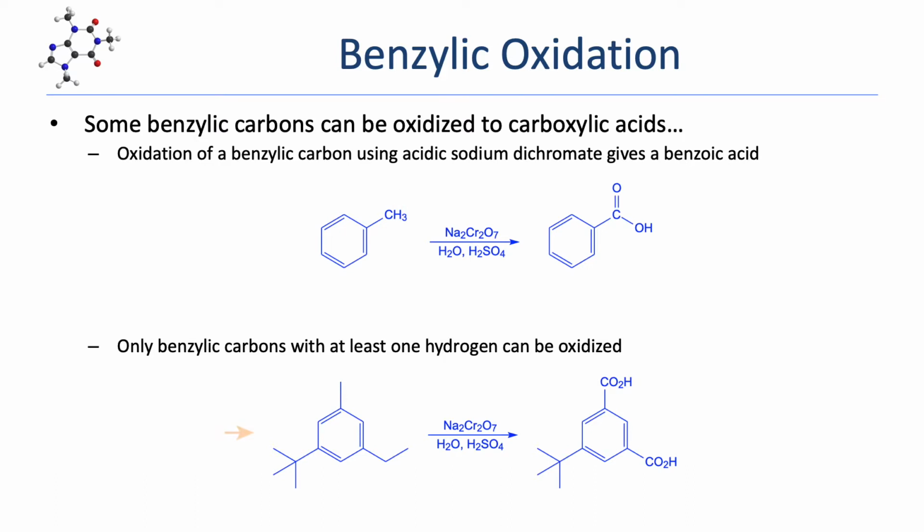If we look at this example, we see that the benzene has 3 benzylic carbons. However, only 2 of these benzylic carbons have hydrogens attached. The methyl carbon on the top and the methylene carbon on the right are both oxidized to a carboxylic acid. The tertiary benzylic carbon on the left remains unchanged.